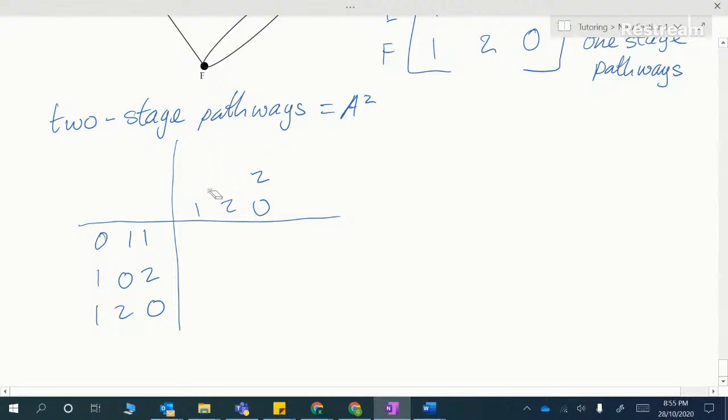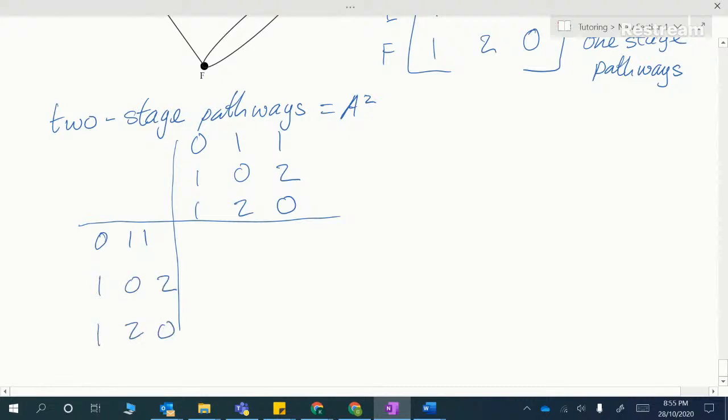I'm actually just going to space it out a little bit more. I haven't given myself enough room to write. Okay, so I'm just going to draw my sort of grid lines up here.